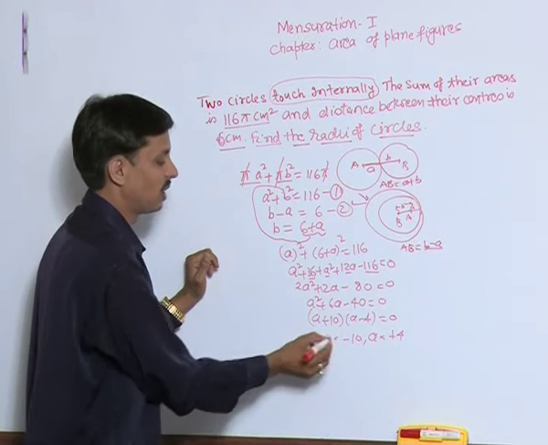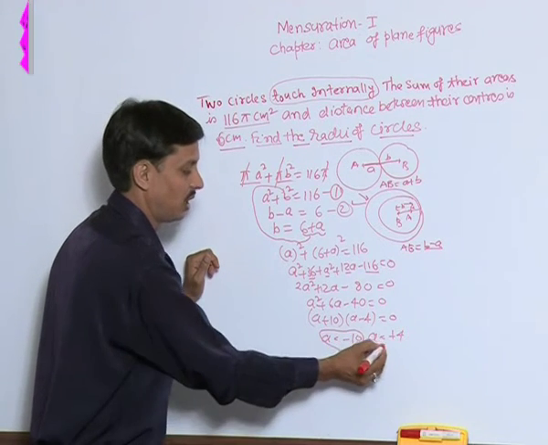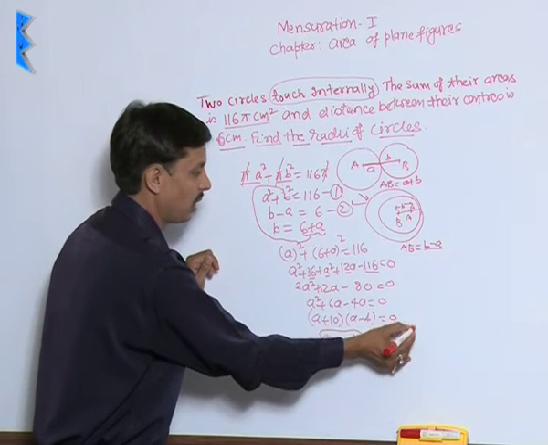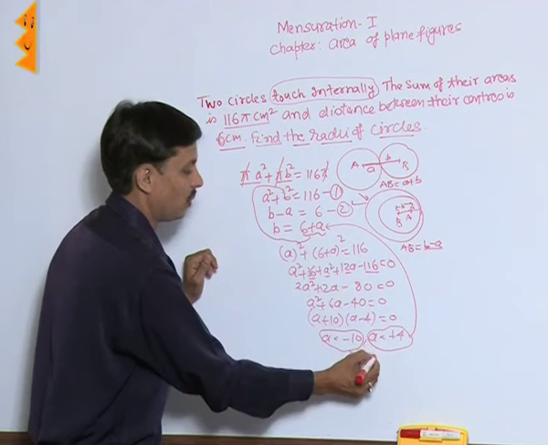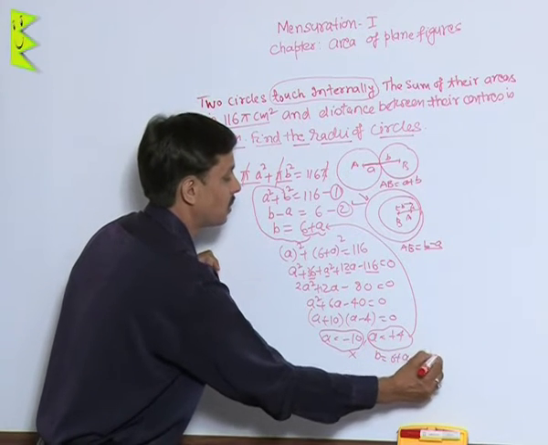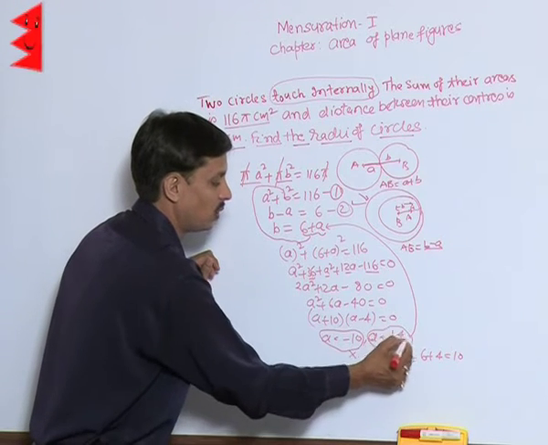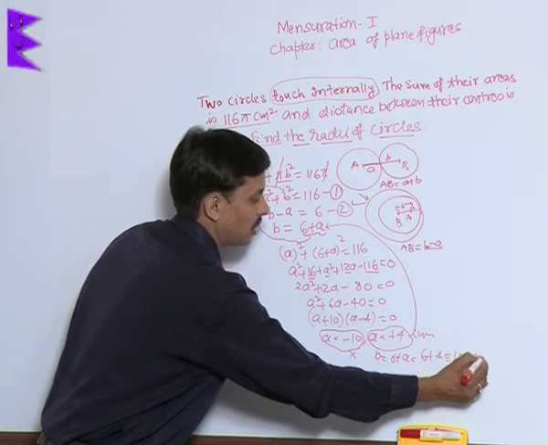So clearly you can say radius cannot be negative, so this part is rejected. Hence, the answer of A is 4. If A is 4 and we put this value of A here, we get B is equal to 6 plus A, meaning 6 plus 4 is equal to 10. So what are the radii? A is equal to 4 centimeter, B is equal to 10 centimeter.